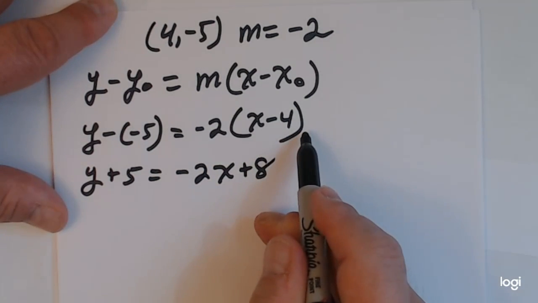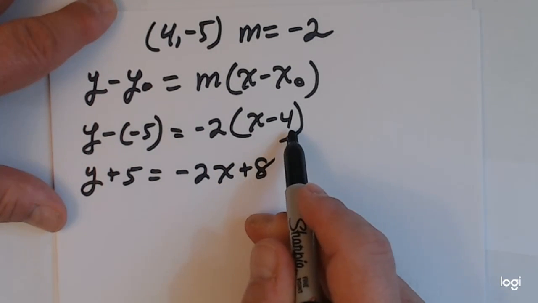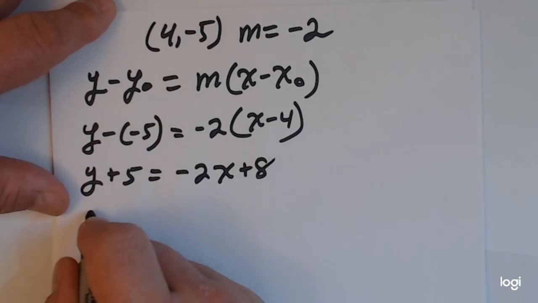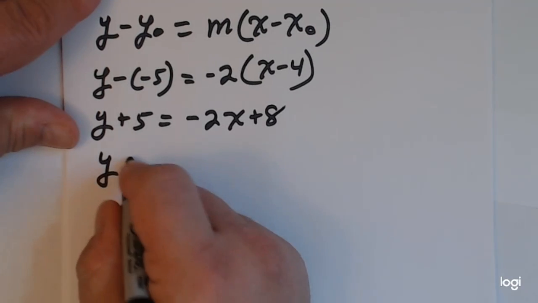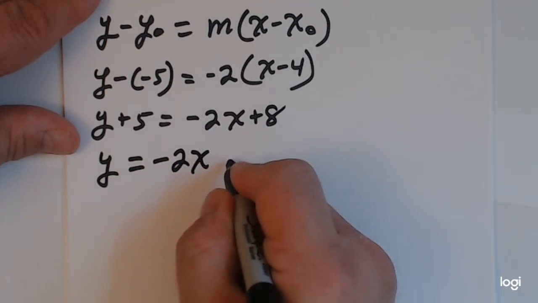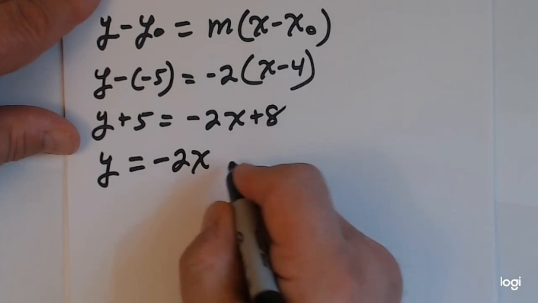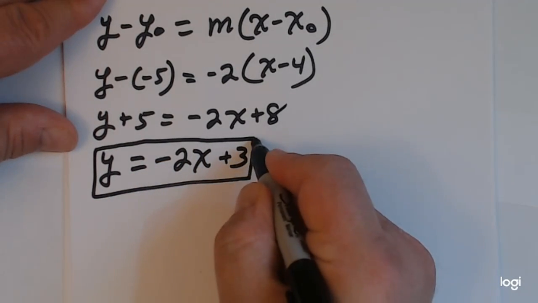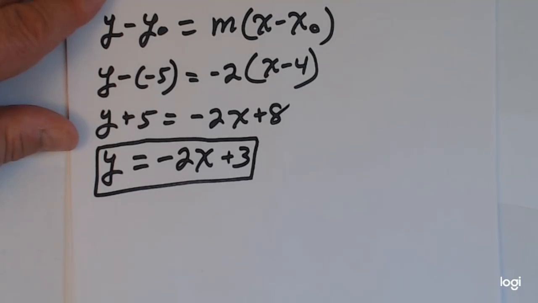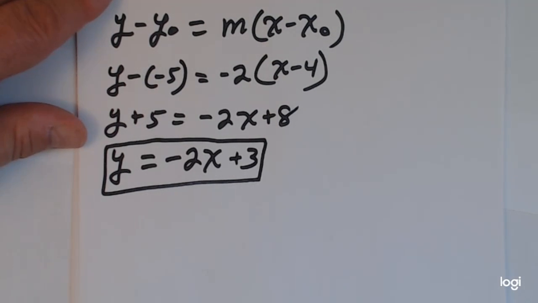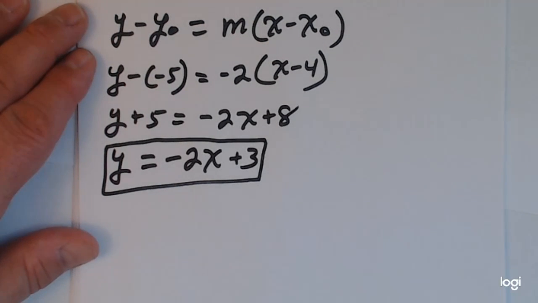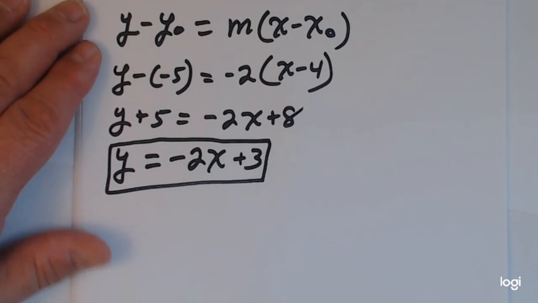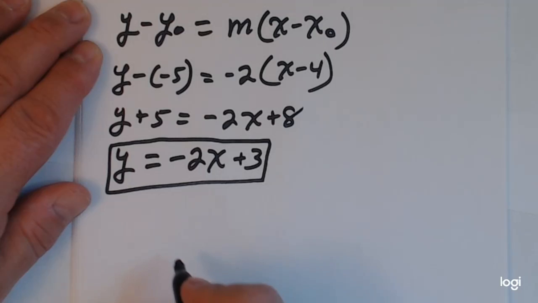We distribute the 2 throughout, negative 2x plus 8. And now we're going to subtract 5 from each side. So we get y is equal to negative 2x plus 8 minus 5 is plus 3. So there's our equation of the line that goes through the point 4, negative 5 with a slope of negative 2. Now we're going to graph it, so we need the x-intercept.